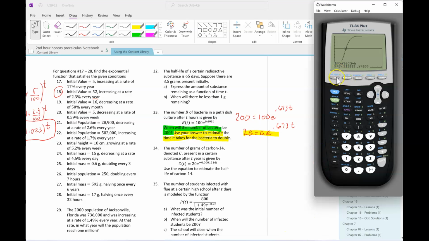All right, so let's do that. So 200, and then 100 e to the point 693 t. Boom. Wow, that was a big one.